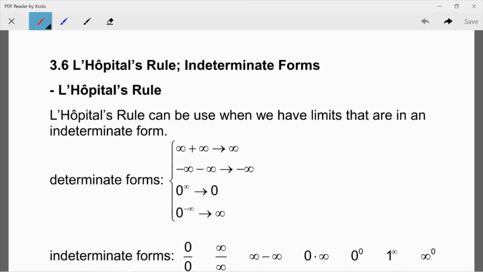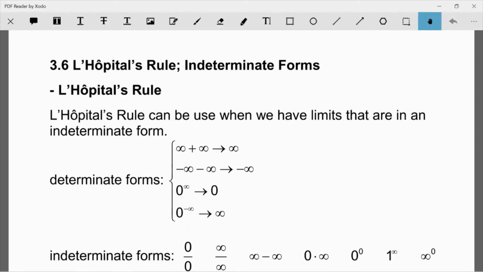0 raised to any positive power is always going to be 0. And 0 raised to the negative infinity power, this is a little bit trickier, but if you think about it from the standpoint of having like a 1 over something very close to 0, then you can see how that would approach infinity. Okay, so those are what we call determinate forms.